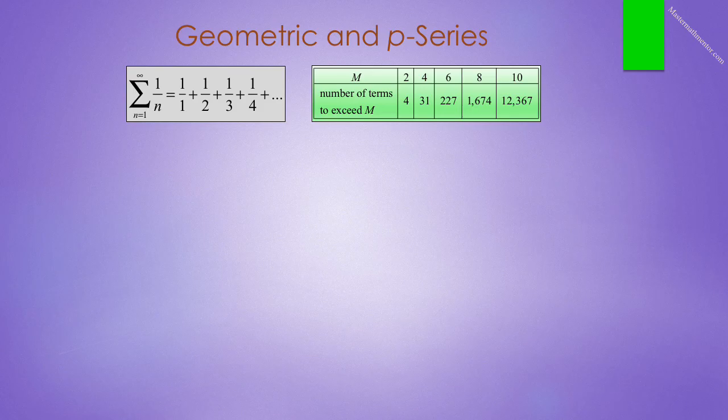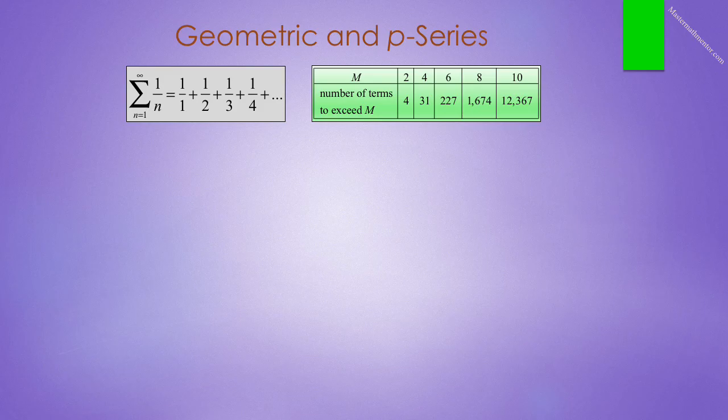When m is 2, it only takes 4 terms, 1 plus a half plus a third plus a fourth, for our sum to be greater than 2. But it takes 31 terms for it to be greater than 4, 227 terms to be greater than 6, 1,674 terms to be greater than 8, and 12,367 terms to be greater than 10.